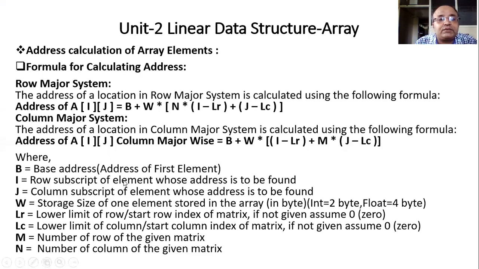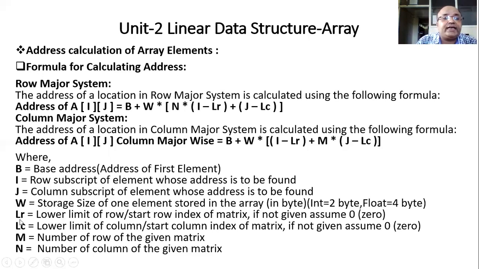Now what are I and J? I is the row subscript of the element whose address is to be found. So you must know the index of the element for which you want to calculate the address. The row subscript is already given to you. Suppose, for example, A23 is given to you. So I is 2 and J is 3. J is the column subscript. That is the question: for this particular index you have to find the address.